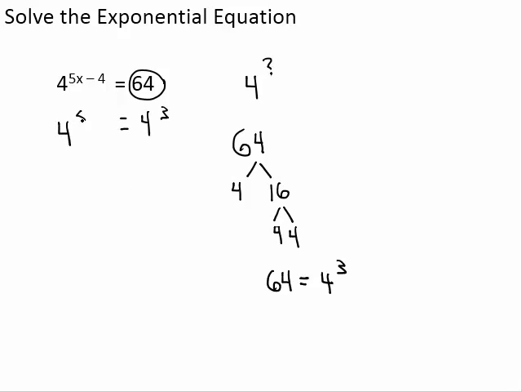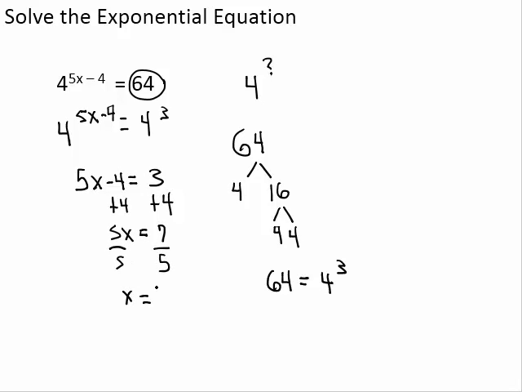So 4 to the 5x minus 4 equals 4 to the third. Since our bases are the same, that means our exponents must also be the same. This means that 5x minus 4 must be equal to 3. We can solve this equation by adding 4 to both sides, giving us 5x is equal to 7, and then dividing both sides by 5, giving us x is equal to 7/5.